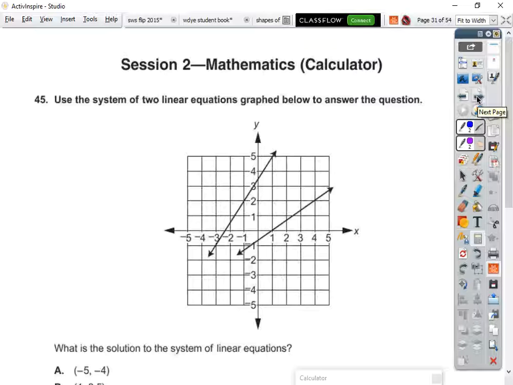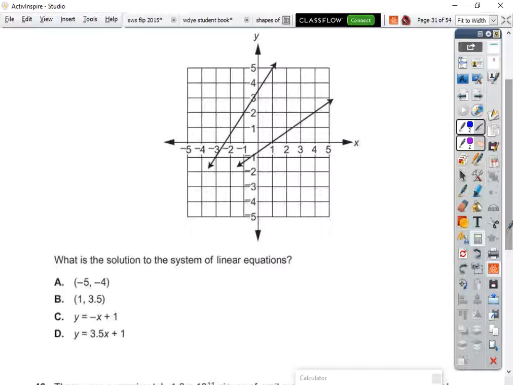All right. Use the system of two linear equations graphed below to answer the question. What is the solution of the system of linear equations? Now you know the solution of the system of linear equations is where the two lines cross. So I'm willing to bet it's going to be at the next point.